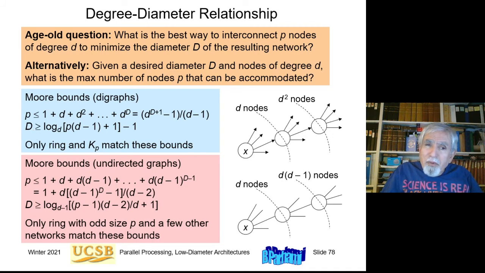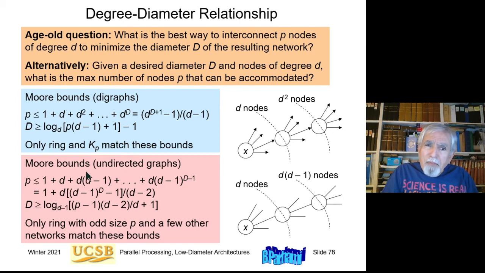Okay, any network for which equality holds is known as a Moore graph, or Moore digraph in this case. So only the ring and the complete graph of size p match these bounds. No other graph matches this bound.